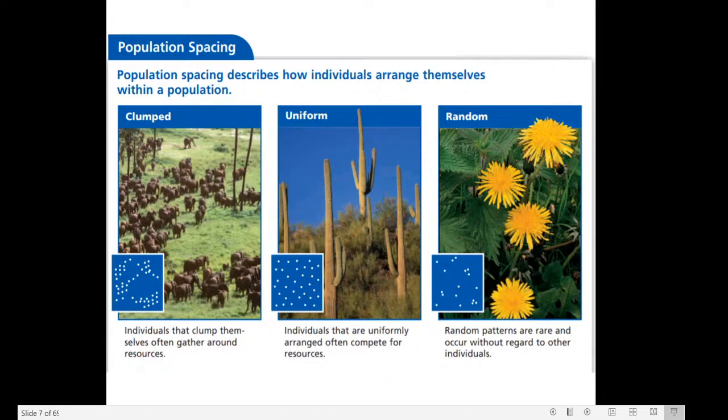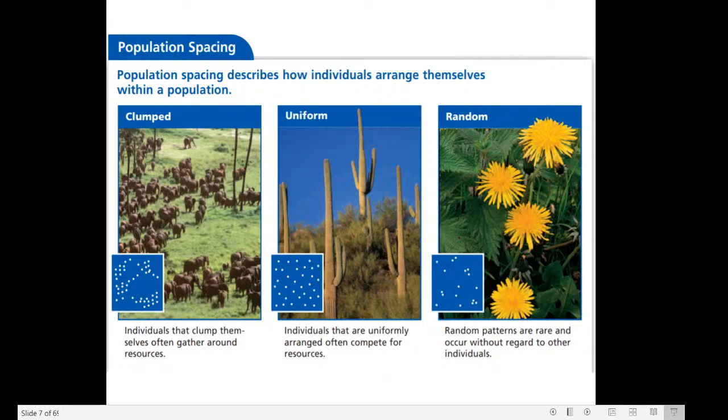Even if they grow in an automatic manner, they maintain a particular distance. It's a natural effect of this plant. These plants are not present closely between the two plants. They maintain some distance in nature itself. Then random: the random pattern occurs without any regard. They are not developed for their food resource or anything. They differ from other individuals. They may be clumped. They may be different.